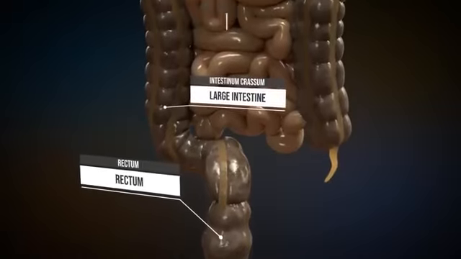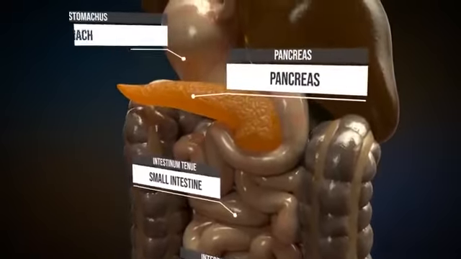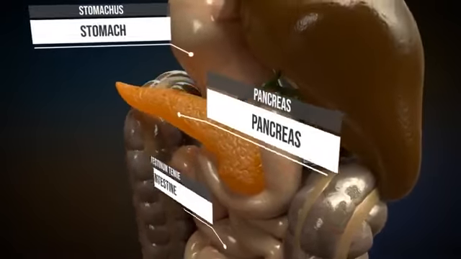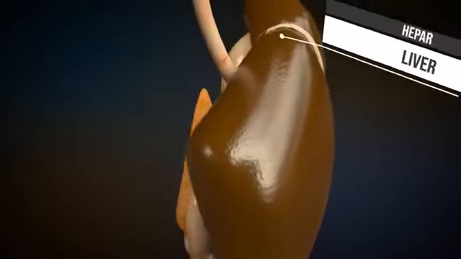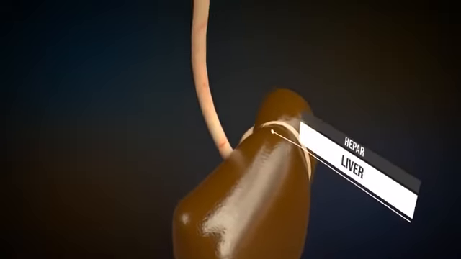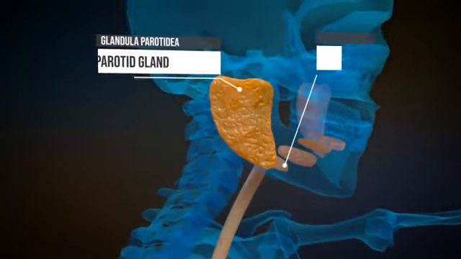rectum, the large intestine, the small intestine, the pancreas, the stomach, also called gaster and ventriculus, and the liver with the gallbladder. The esophagus is also part of this system, as well as various salivary glands near the mouth.